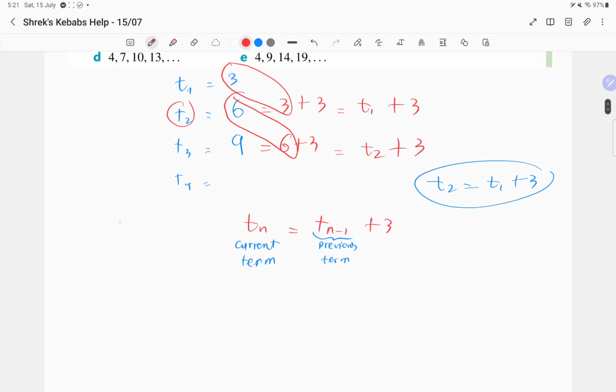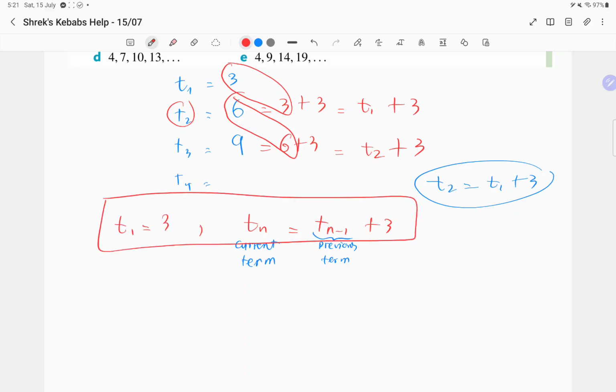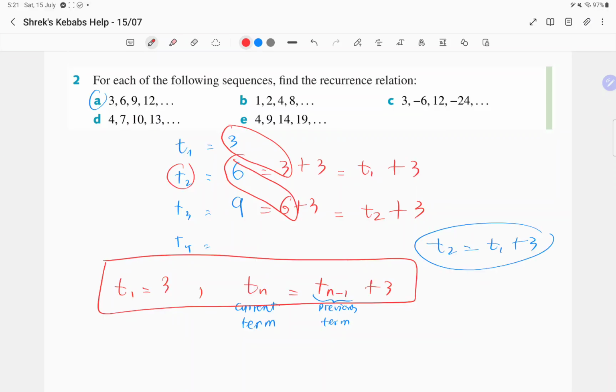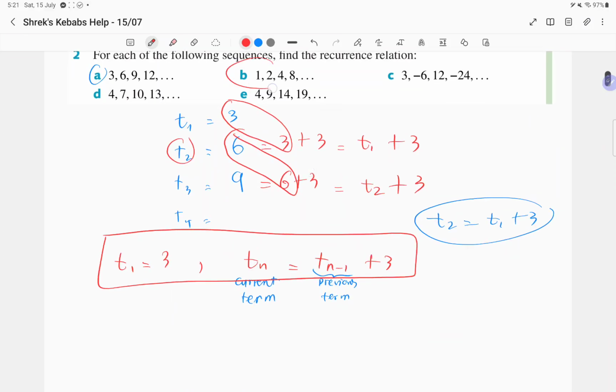But then you need to specify the first term. Well, the first term T1 is equal to 3. So that's what it means by specifying a sequence. All right, so now for question 2b.